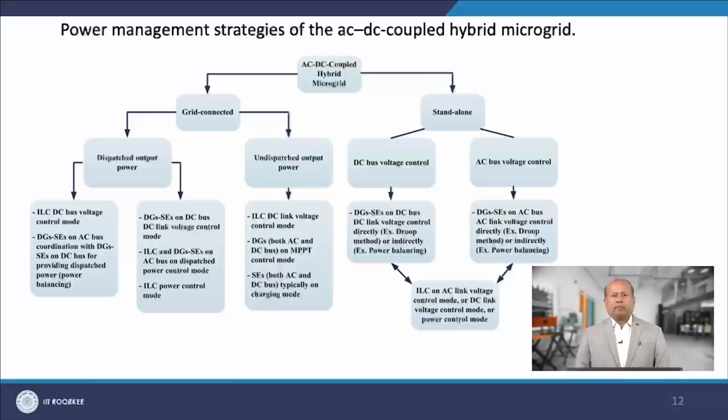The power management strategies in AC-DC coupled hybrid microgrid are generally categorized based on operating modes such as grid connected and islanded mode. During islanded mode, the power management strategy is classified into two types, which is DC bus voltage control and AC bus voltage control. The DC bus voltage will be regulated by the distributed generations and storages in the DC bus, and similarly the AC bus voltage will be regulated by the distributed generations and storages in AC bus. In one of the buses, if distributed generations fail to maintain its voltage, interlinking converter will take the responsibility to maintain the voltage.